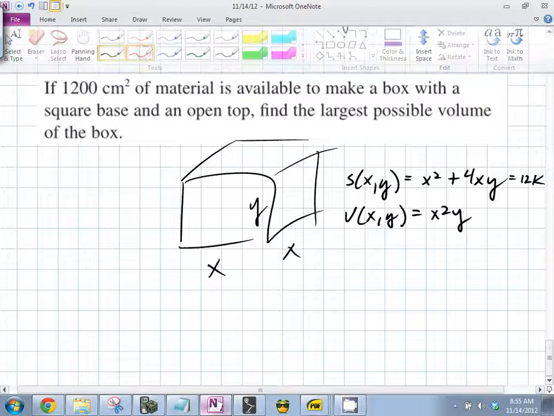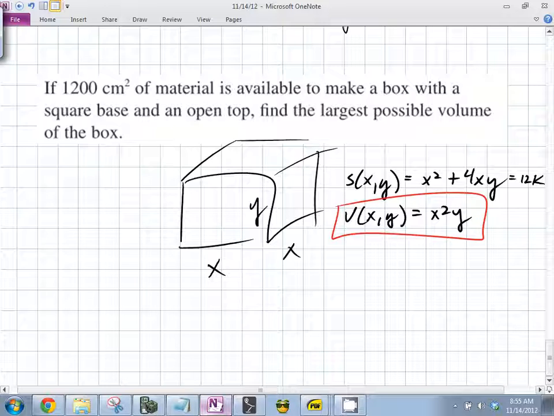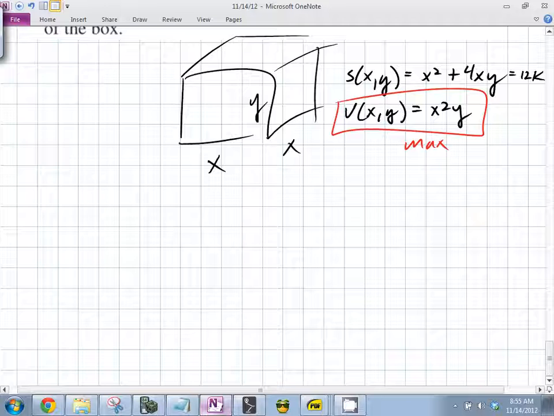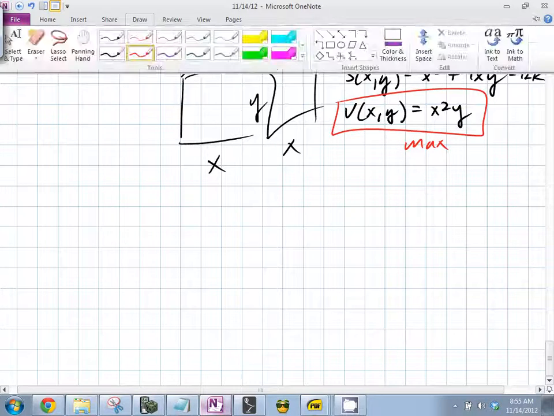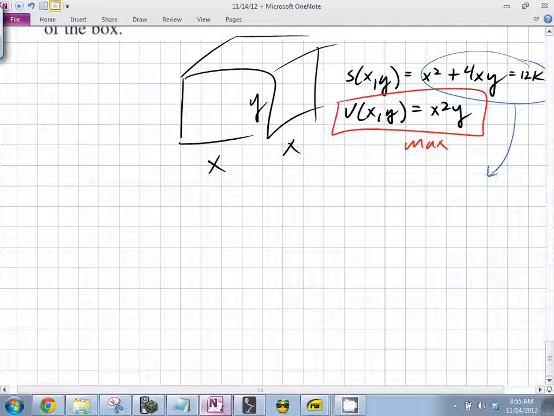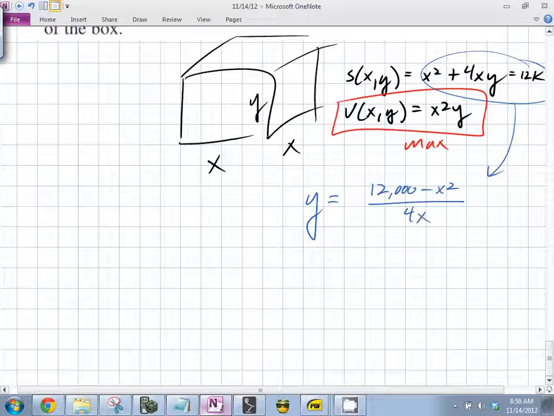So what are we going to isolate in the first one? So what does y equal? 1,200 minus x squared all over what? 1,200 minus x squared over 4x. Great. Where do we plug that in? Right there. It's 1,200, not 12,000. So it's 1,200. Thank you.